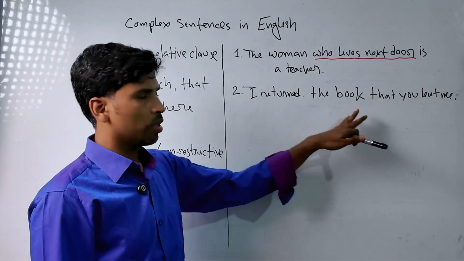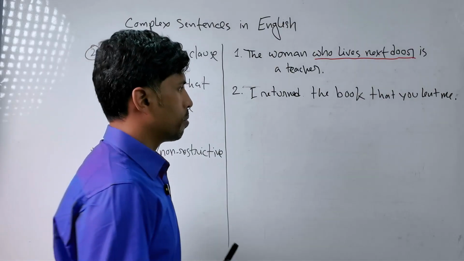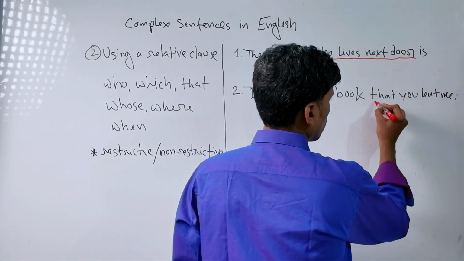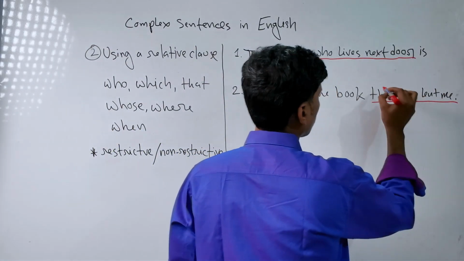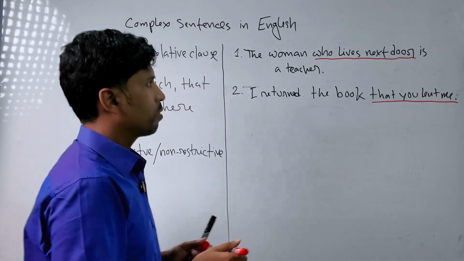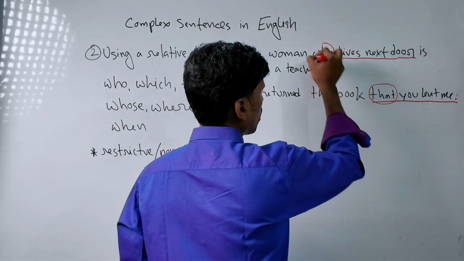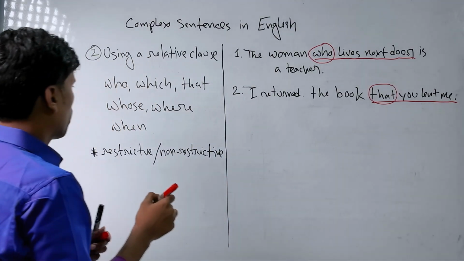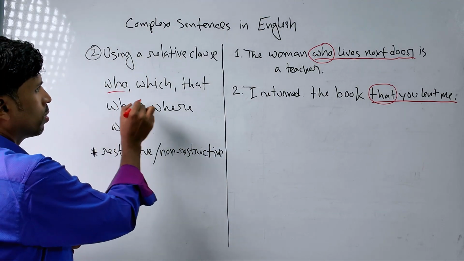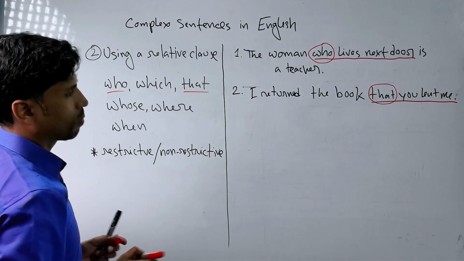So, I returned the book that you lent me. So, that you lent me, this is the relative clause, and this is our signal word. This is our signal word. Okay, who and that.